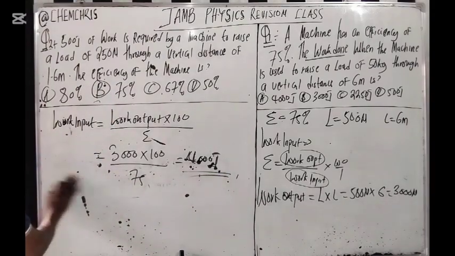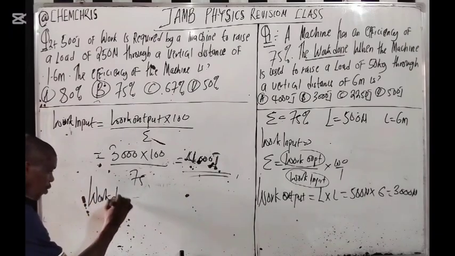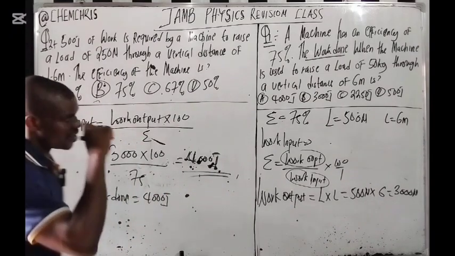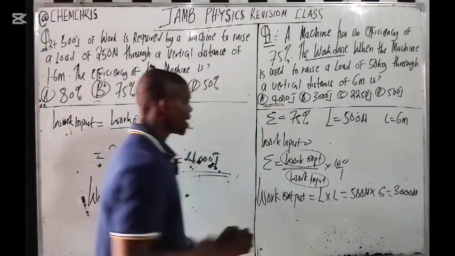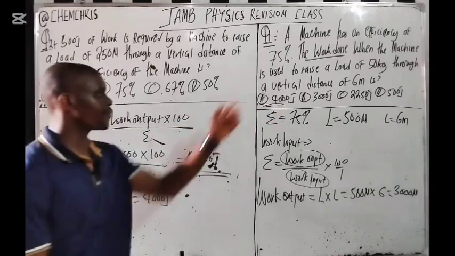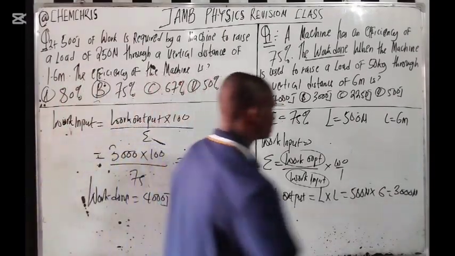Work input. So you can say work done equals 4,000 joules. The answer is A. So it is 4,000 joules. That is the answer here. Hope you understand.